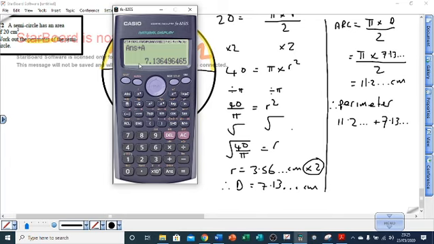Nathan eats a whole 12-inch pizza. Joshua eats half of a 10-inch pizza and a half of a 14-inch pizza. Who eats the most? So let's look at Nathan.